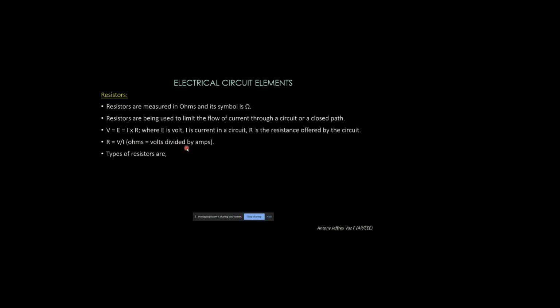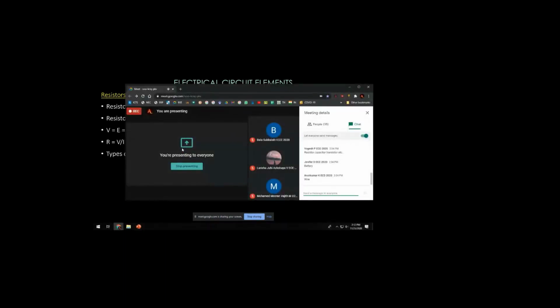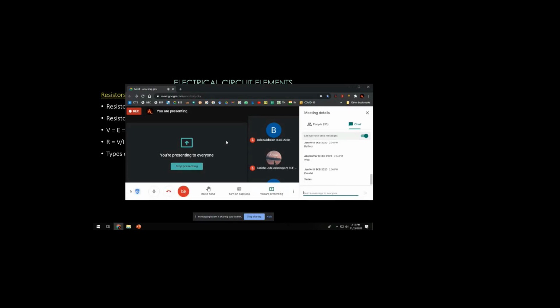Very simple. Okay, do you know what all the types of resistors are? Anyone of you know what types of resistors we have? If you know something about types of resistors, you can unmute and talk to me. Let's be interactive. Oh, series parallel. This is a type of connection. It is not a resistance type.